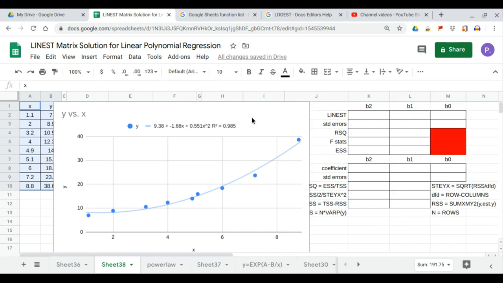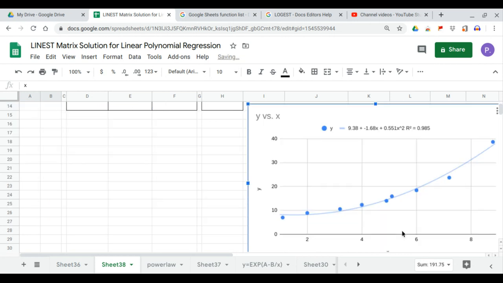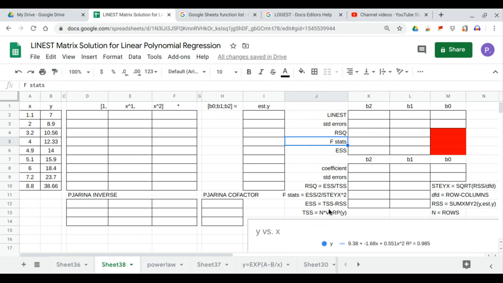So here we have the trend line equation, which is y equals 9.38 minus 1.68x plus 0.551x squared, because this is the second degree polynomial. And our fitness of the curve is 0.985, which is the R squared. We will calculate these values using LINEST and matrix. So this is our B0, B1, and B2. B0 is 9.38, B1 is negative 1.68, and B2 is 0.551.